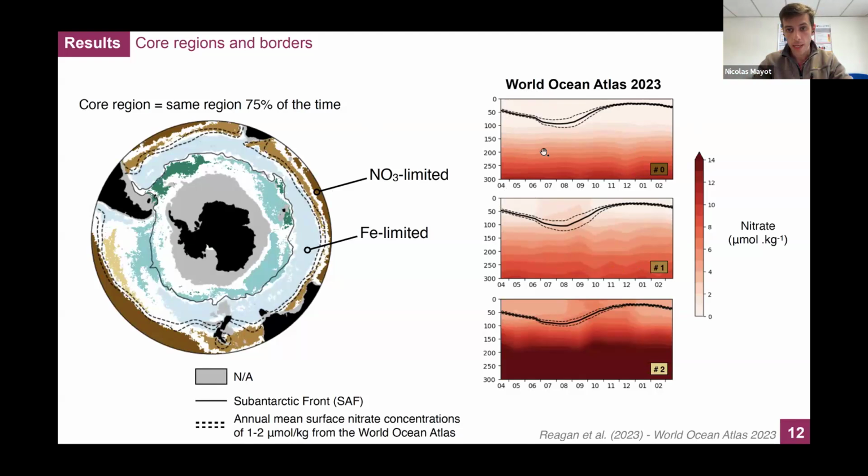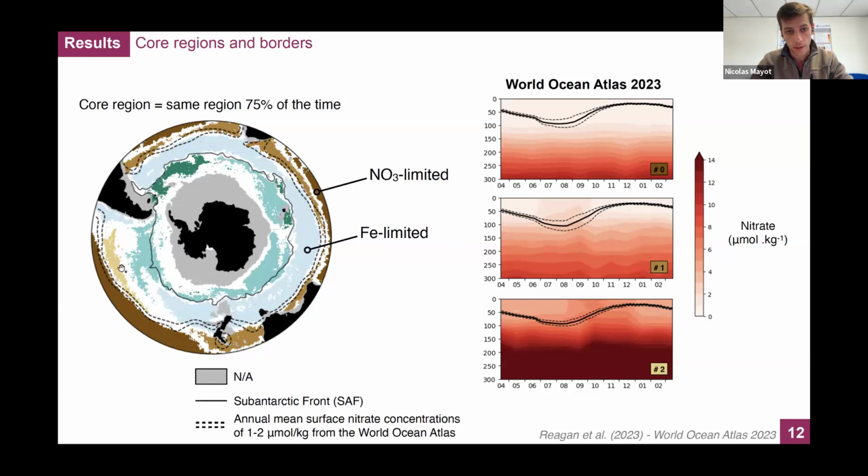I'm representing here the time series of nitrate associated with three of these regions, the brownish one and the yellow one here. You can clearly see that for the first two regions, the subtropical region here, we have very low nitrate in summer, which is increasing a bit in winter in the light brown one. But in the yellow one here, we have nitrate almost all year round. So this area is not nitrate limited.